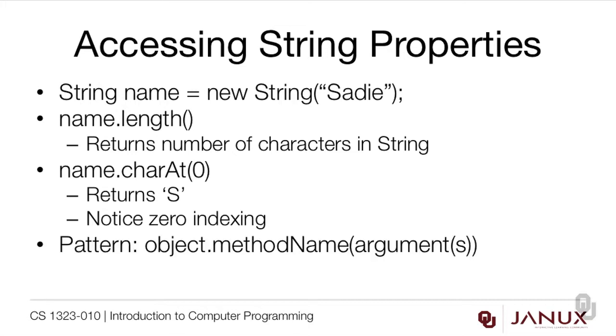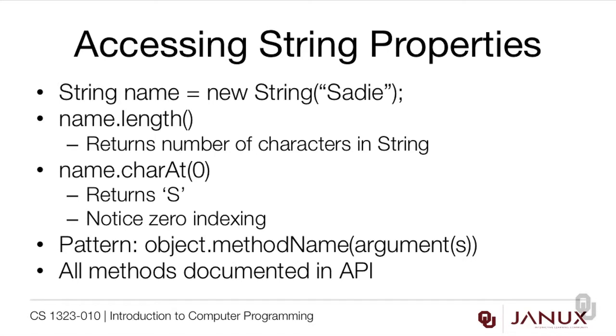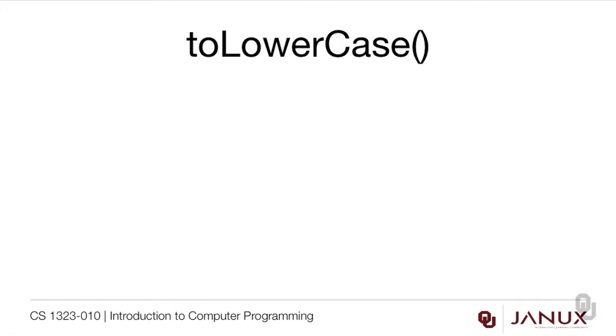Here's the pattern for calling methods that are in the string class. We have the reference to the object, and then a period, then the method name, and then any arguments. Now remember, there may be arguments, there may not. It just depends on which method you're calling. So for example, the length method doesn't have any arguments, but the charAt method does have one integer argument, I might add. All of the methods that are available in the string class are documented in the API.